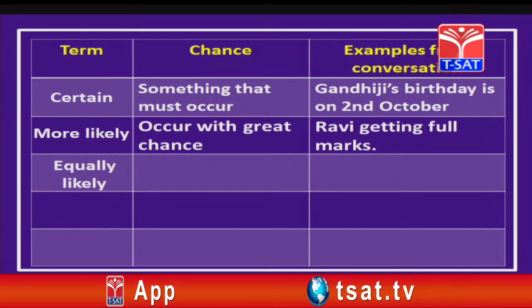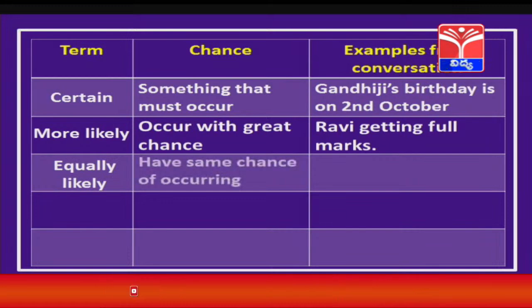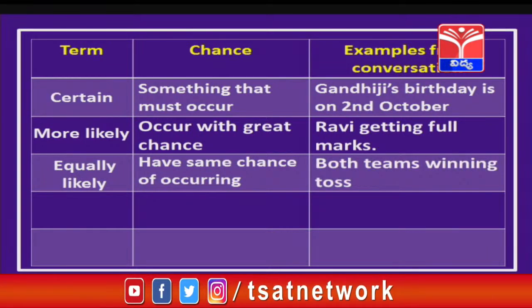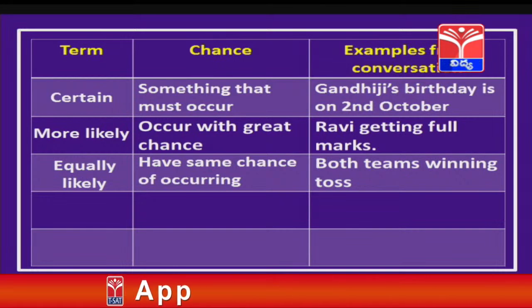Now, let us take equally likely, children. What do you mean by that? That means they have the same chance of occurring. For example, if we consider both teams winning the toss. Now, if we toss a coin, team A or team B, both can win equally, right. That is what is meant by equally likely.